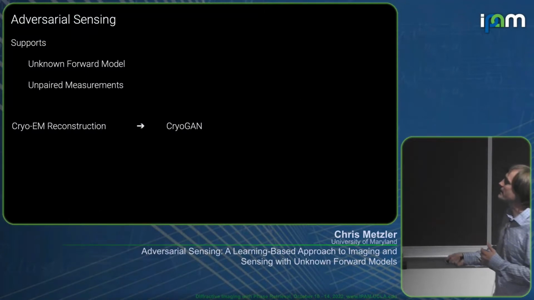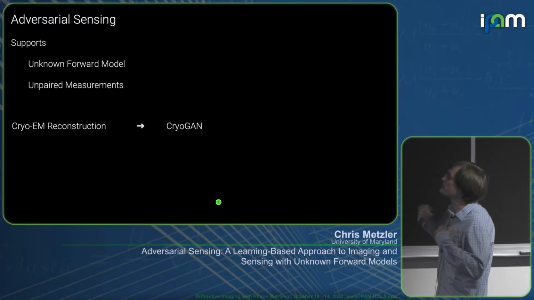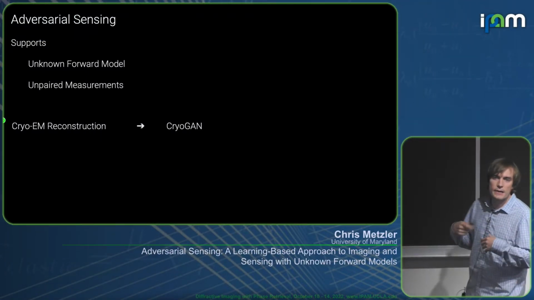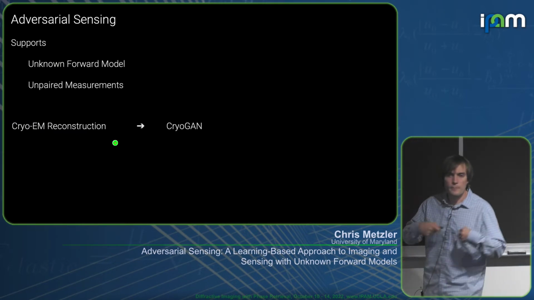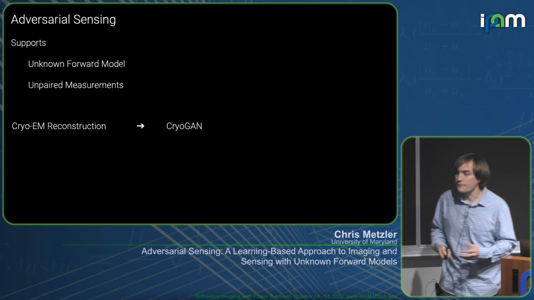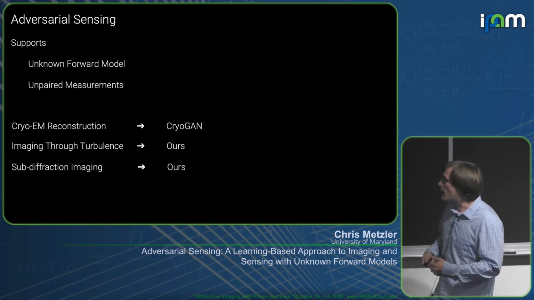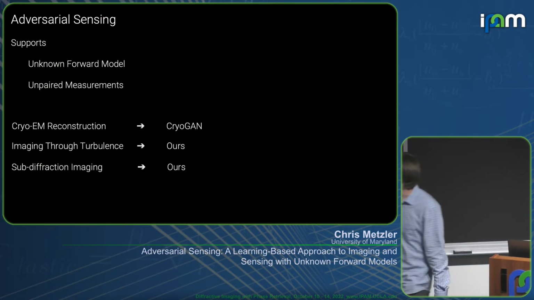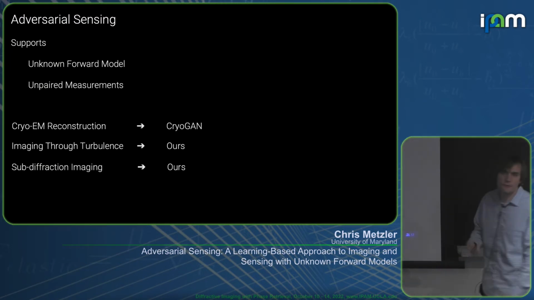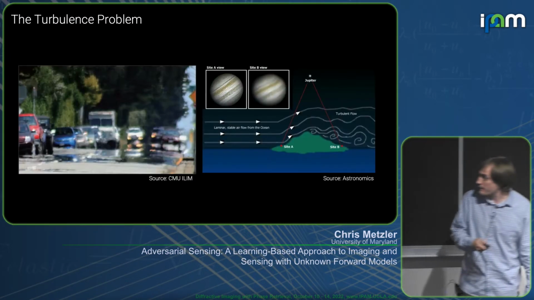The benefits of adversarial sensing is that it supports unknown forward models and unpaired measurements. As I mentioned previously, Michael Unser's group successfully applied this to solve the cryo-EM problem. My group has worked to reapply this framework to imaging through turbulence and sub-diffraction imaging with Fourier ptychography.